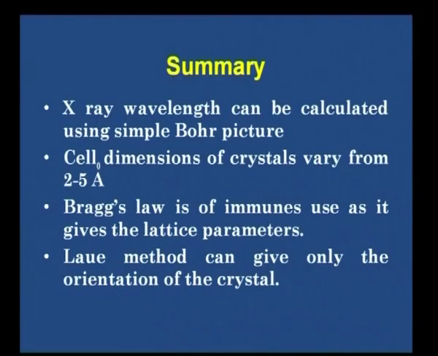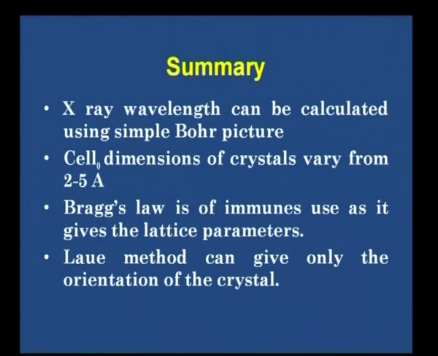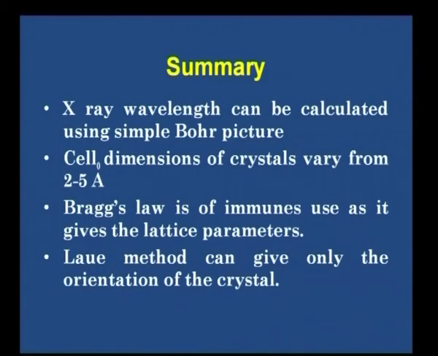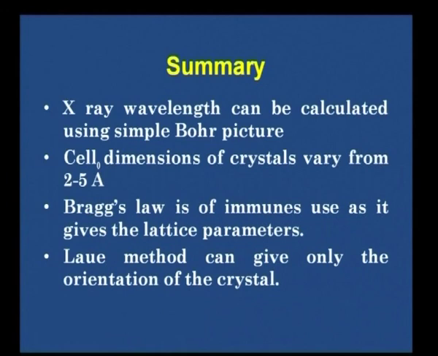Now, let me summarize what I told you so far. The X-ray wavelength can be calculated using the simple Bohr picture, even though it may not be very accurate, by thinking of an atom and determining the X-ray wavelength when the electron jumps from the L shell to the K shell. That gives an approximate value for solid copper. Cell dimensions of crystals vary from 2 to 5 angstroms, which is the reason you make use of X-rays. Bragg's law is of immense use, as it gives the lattice parameters, the distance separating the two planes and so on. The Laue method can only give the orientation of the crystal, not the crystal structure.